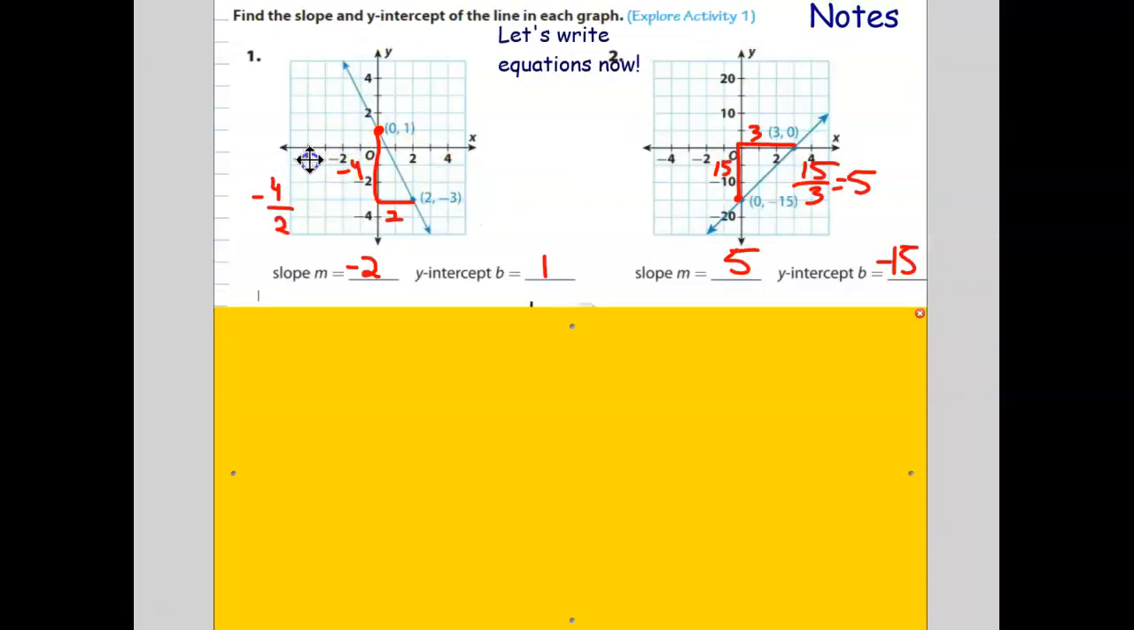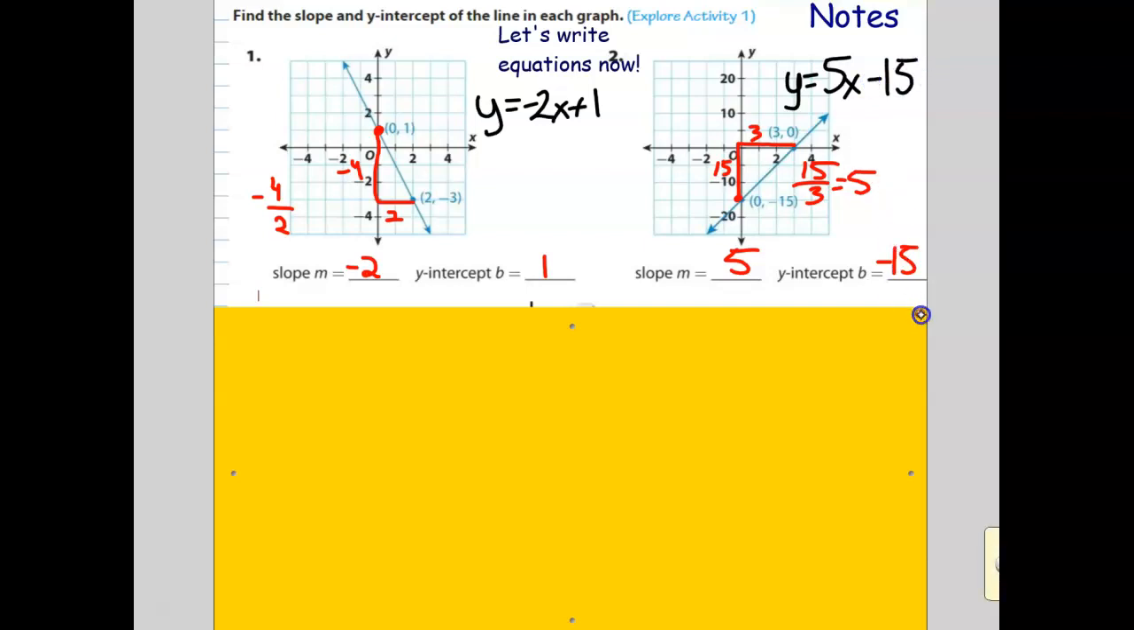All right, so now let's take our example from before and let's write equations for it. So we have this one right here with the slope of -2 and a y-intercept of +1. So now we're just going to write y equals -2x plus 1. Ta-da! And this one right here with the slope of 5 and a y-intercept of -15, my equation would just be y equals 5, my slope. And then I could put plus -15, or I could just put -15, my y-intercept.